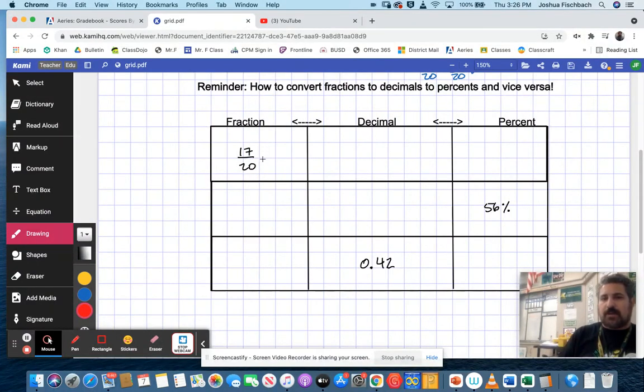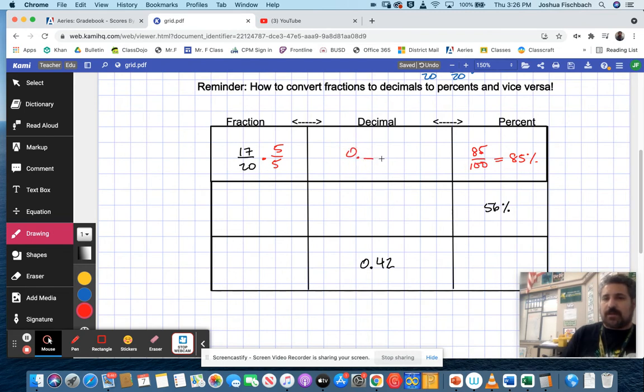I see that 20 can become 100, so I would multiply top and bottom by 5 to get an equivalent ratio out of 100. So we can see that 20 times 5 is 100, and 17 times 5 is 50 plus 35, or 85. So 17 out of 20 is the same as 85 out of 100. Now, percent, by definition, means for every 100. So if it's 85 out of every 100, then it is equal to 85%. That's what it is. Now, if you know it's 85 hundredths, like we have here, you can make that into a decimal as well.